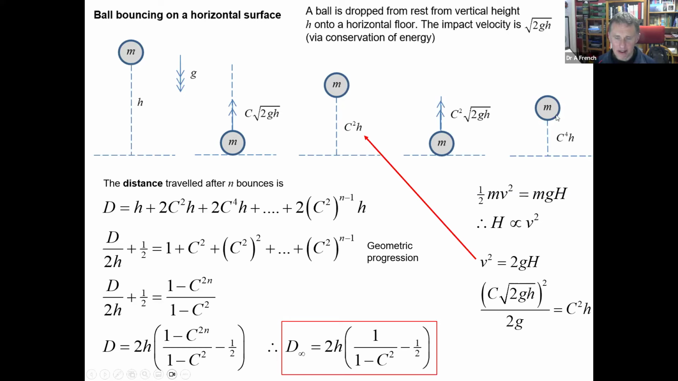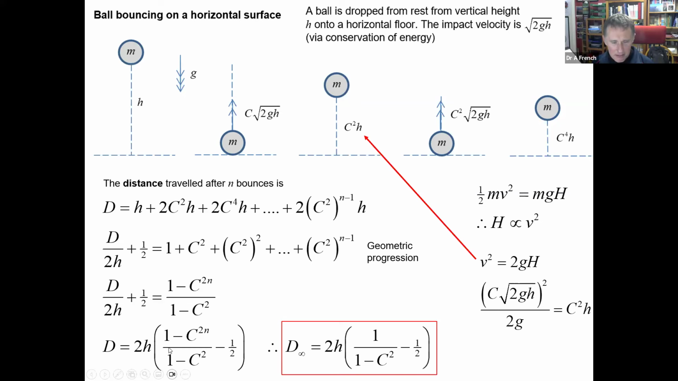So the next bounce goes c to the 4h, the next bounce c to the 6h, etc. Whereas the velocities will go in even, the sort of linear powers of c. So here's my distance travelled, and what you'll notice is we've got a geometric progression here. It's not quite exactly a geometric progression. You've got to play around with it to get 1 plus c squared plus c squared squared, etc. You've got to divide by 2h and then add a half.